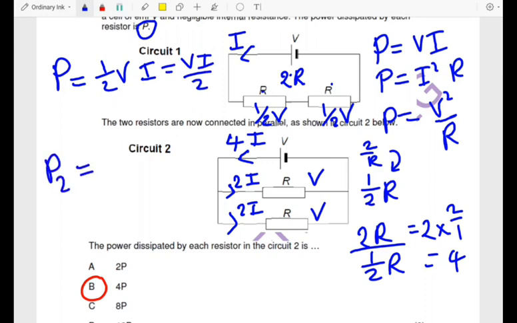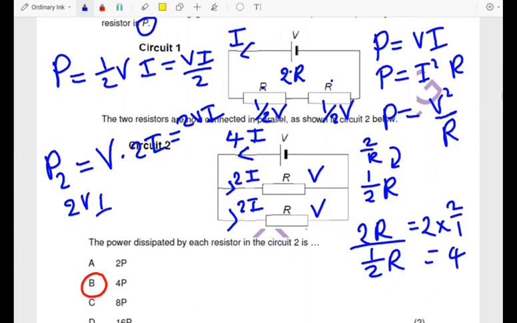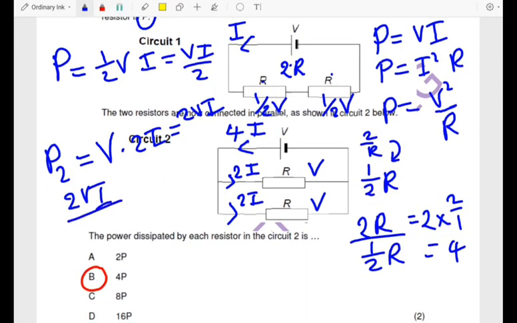In circuit 2, the power is going to be VI, but the I is 2I. So it's going to be V times 2I, which gives you 2VI. Again, if you work out the ratio of the new power to the old power, you get a factor of 4, which means the power increases by 4. In other words, if you say 2VI over a half VI, you get a factor of 4. So the power has gone up by a factor of 4. So this again is the correct answer.